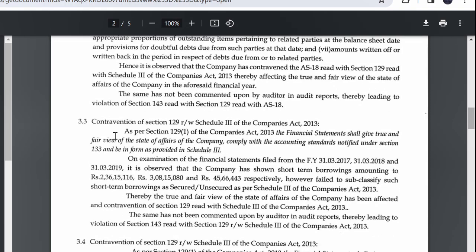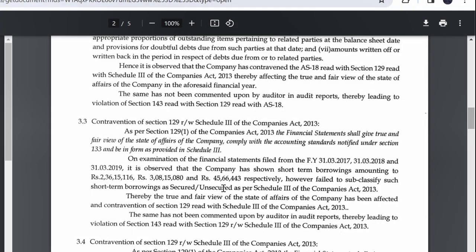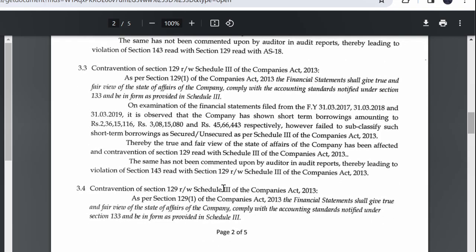The third contravention that the ROC officer has observed is that the company has shown short-term borrowing of a certain amount, but they have failed to sub-classify short-term borrowing as secured and unsecured. This has to be done for short-term as well as long-term borrowing. It has to be classified as secured as well as unsecured. So this is one of the contraventions.